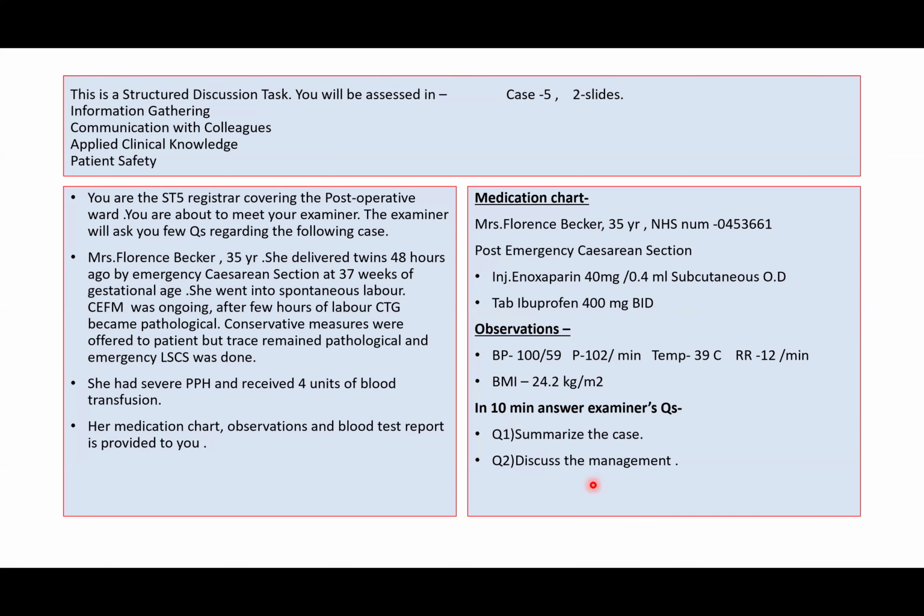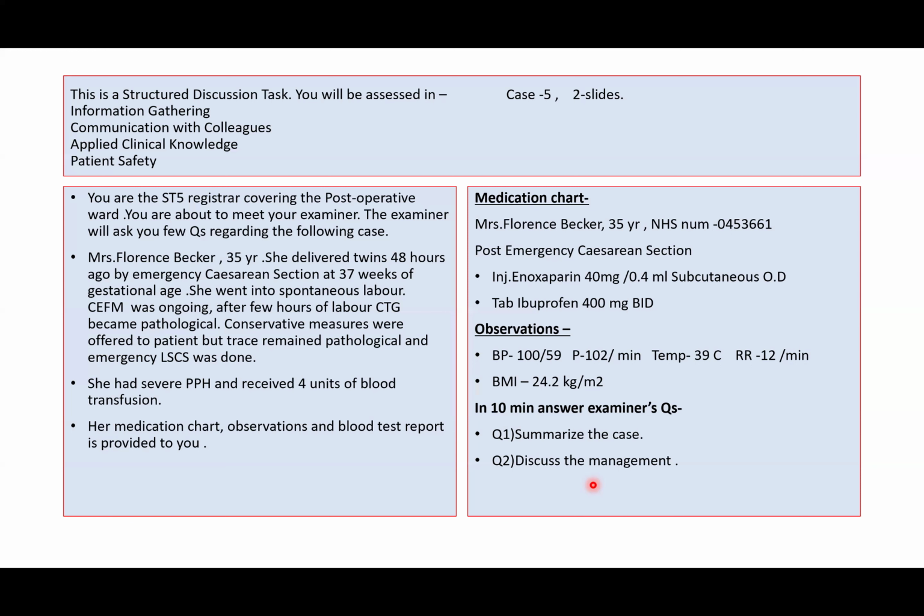Well, I can see this is a post-cesarean section case. The patient is having low BP as well as she's running a fever currently. And basically in the background, she had a history of twin pregnancy, and it was her emergency cesarean section. After the cesarean, she started heavy bleeding, and for that she received a blood transfusion.